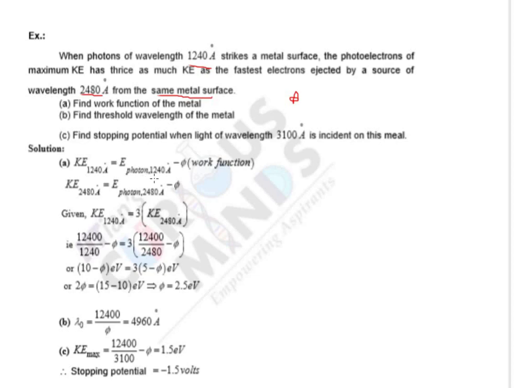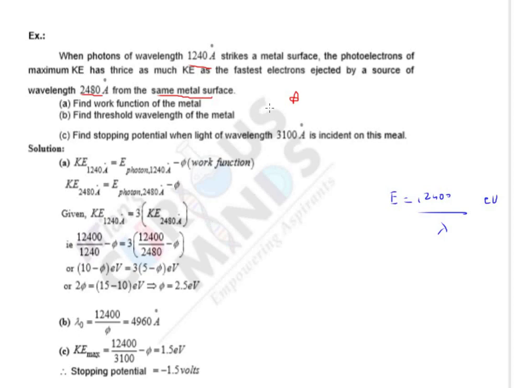Now what is the energy of photon of 1240 angstrom? So you know the formula, energy is nothing but 12400 upon lambda in angstrom. This is in electron volts. So yes, you can see now 12400 upon 1240 minus phi is the kinetic energy. This is the energy minus the work function, and this kinetic energy is 3 times the energy having 2480 angstrom. So you can see 12400 upon 2480 minus the work function.